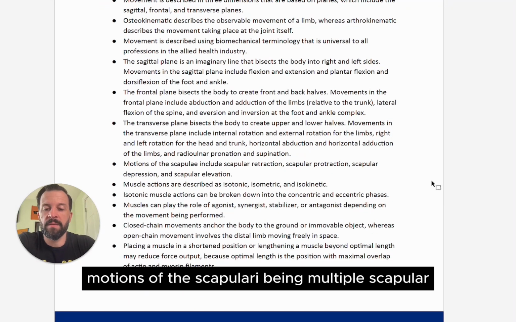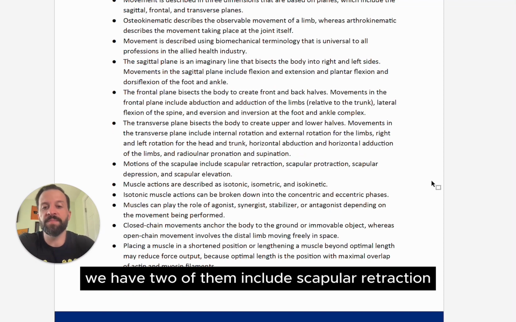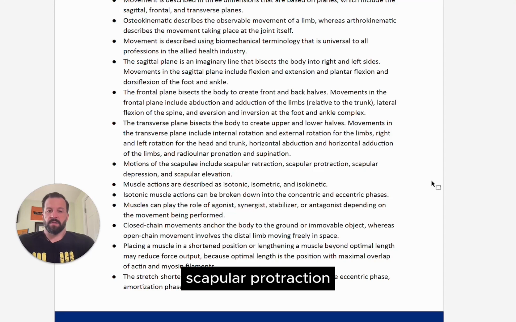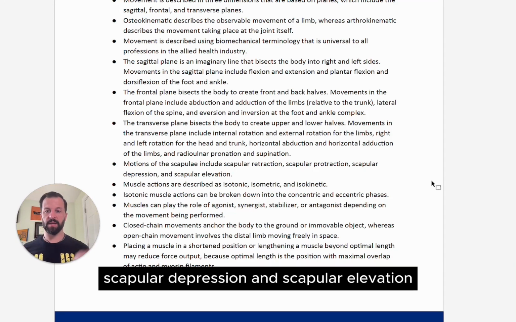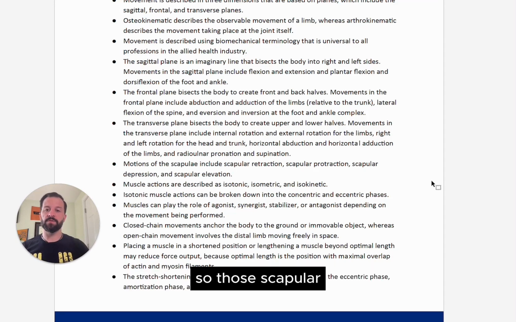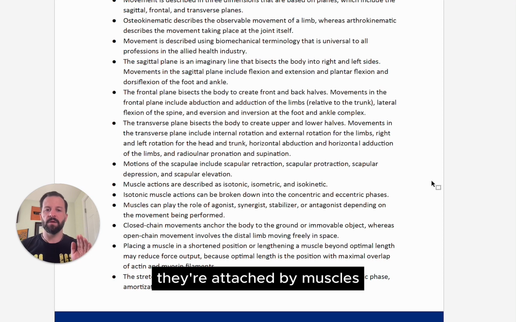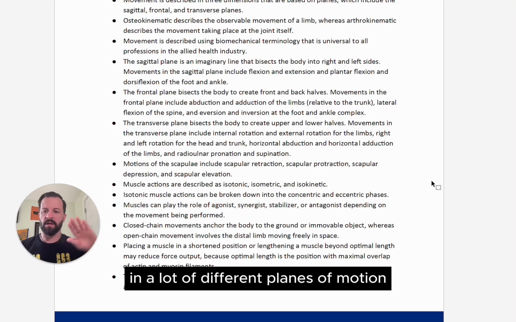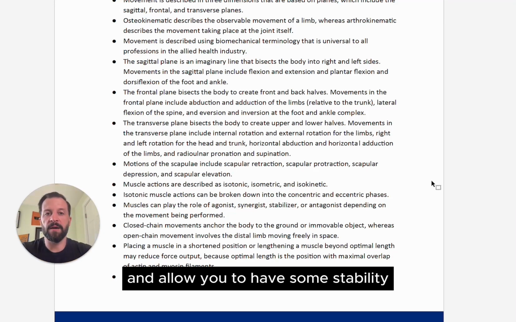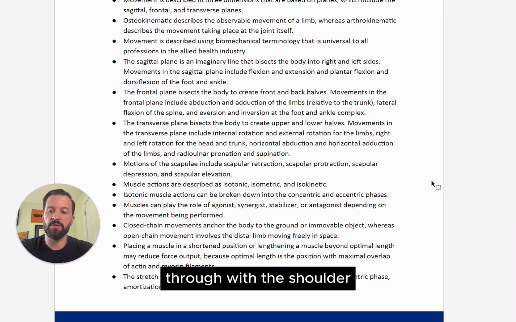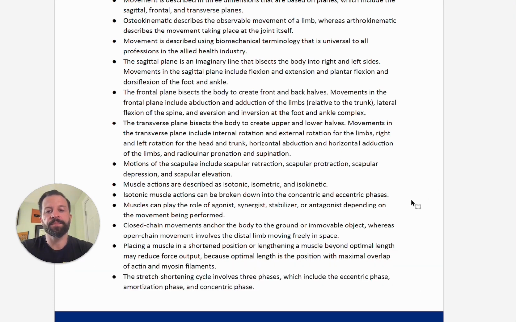Motions of the scapulae, being multiple scapula, we have two of them, include scapular retraction, scapular protraction, scapular depression, and scapular elevation. Because the scapulae are not really fixed, they're attached by muscles, and they are able to move freely in a lot of different planes of motion and allow you to have some stability with the shoulder. There are a lot of cool functions for the scapula.